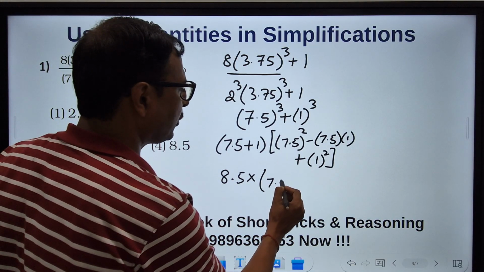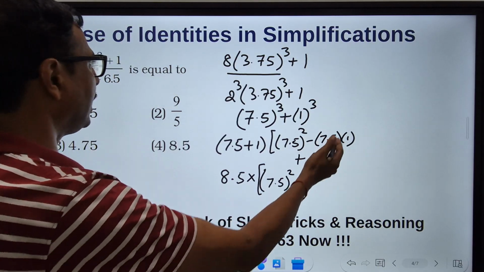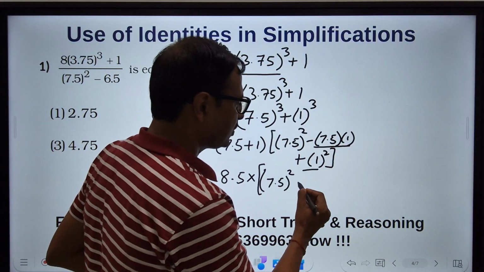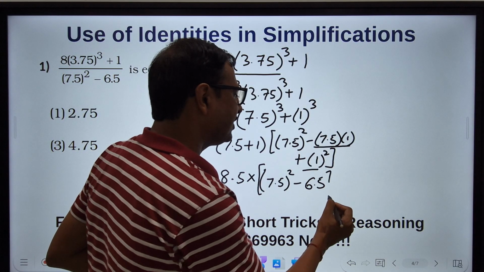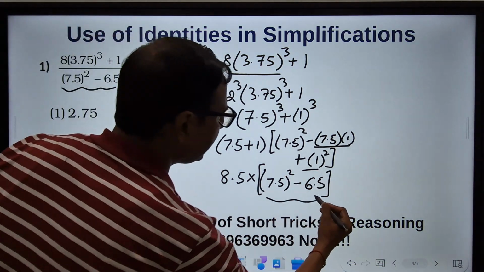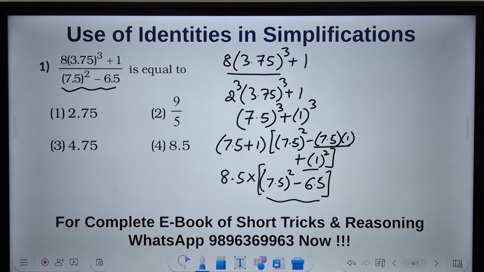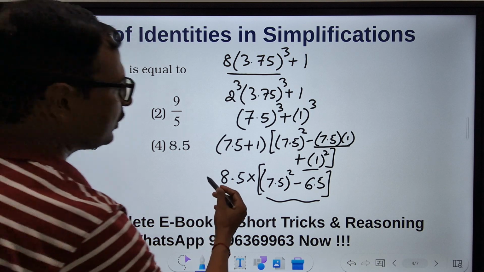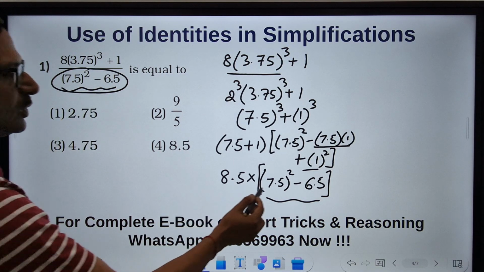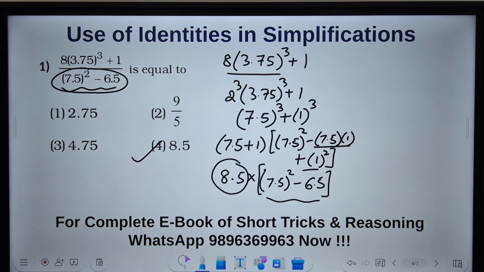Now here we have 7.5 square, so I am going to write it in a big bracket. And what happens to the other two terms? This is minus 7.5 and this is plus 1, so minus 6.5, and just see what is in the denominator here. The same thing which we obtained as the second factor, and I am sure you have guessed it right now. When you divide this entire thing by this denominator, the factor is going to cancel out the factor, and your answer is going to be 8.5.